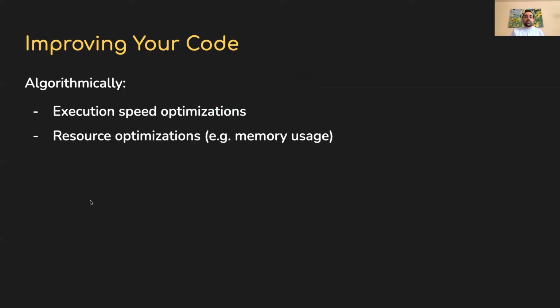So algorithmically, when we're talking about improving our solutions, it usually falls into 2 main categories. One is execution speed optimizations, so trying to improve how quickly your algorithm or application gets the correct results. The second is resource optimization. Usually this is focused on memory, like how much memory your algorithm uses.